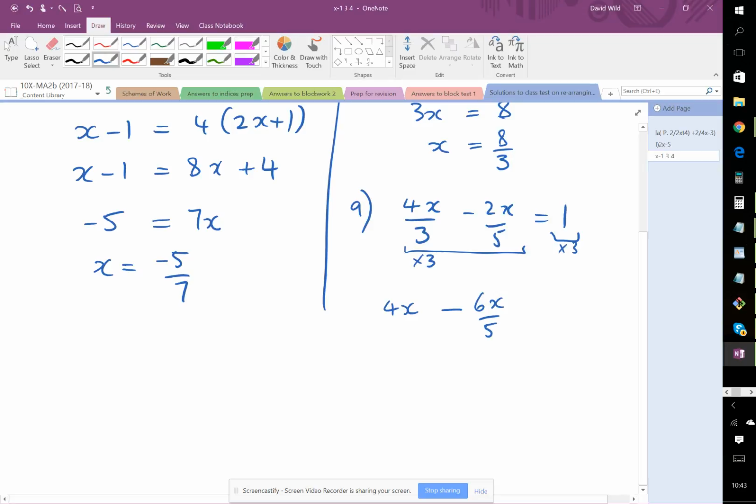Yeah, but what about 6x over 15? No, don't times 5. Why not? Because then you're timesing it by 5 at the top, 5 at the bottom, they cancel out, you're timesing it by 1 and not 5.